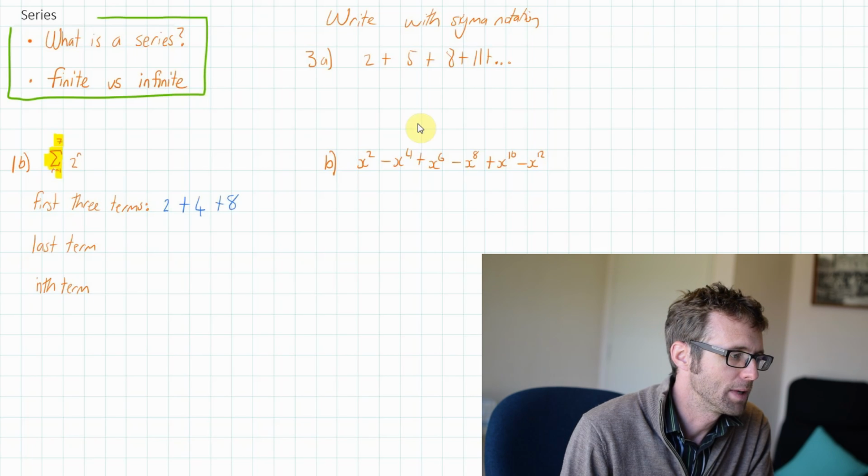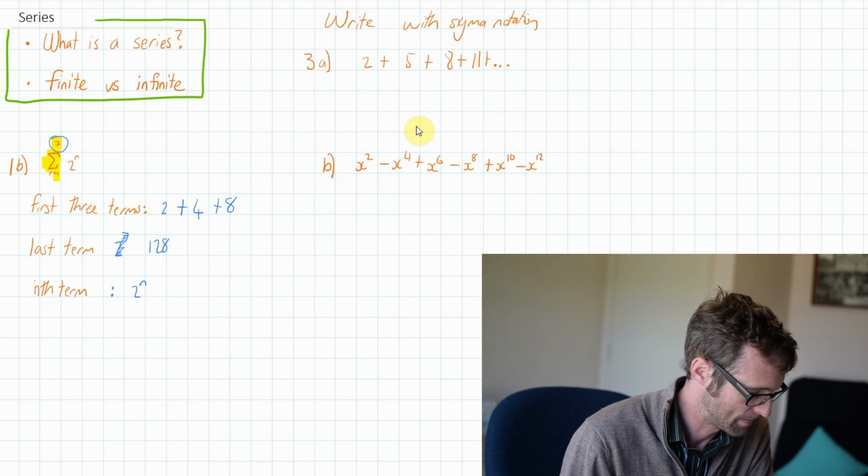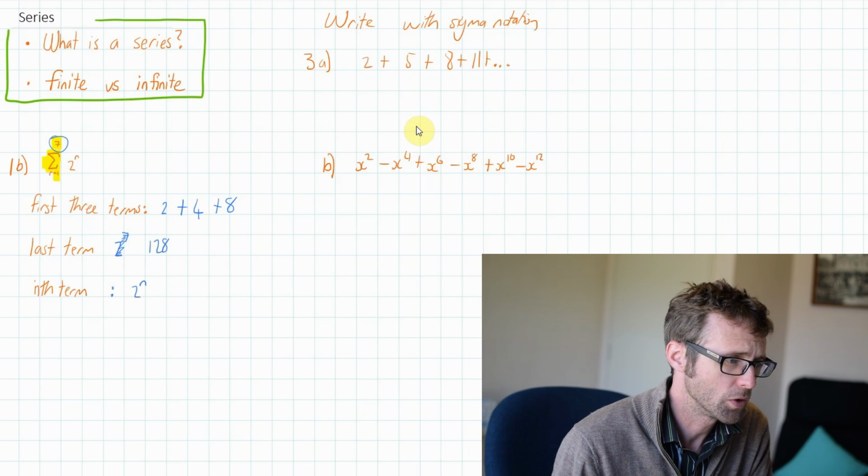And my third term is going to be 2 to the power of 3, which is 8. My last term is when I get to this number here. I started at 1 and I go all the way up to 7, so my last term is going to be 2 to the power of 7, which is, I think, 128. Now, the nth term is simply 2 to the power of n. Okay, let's move on to the next one.